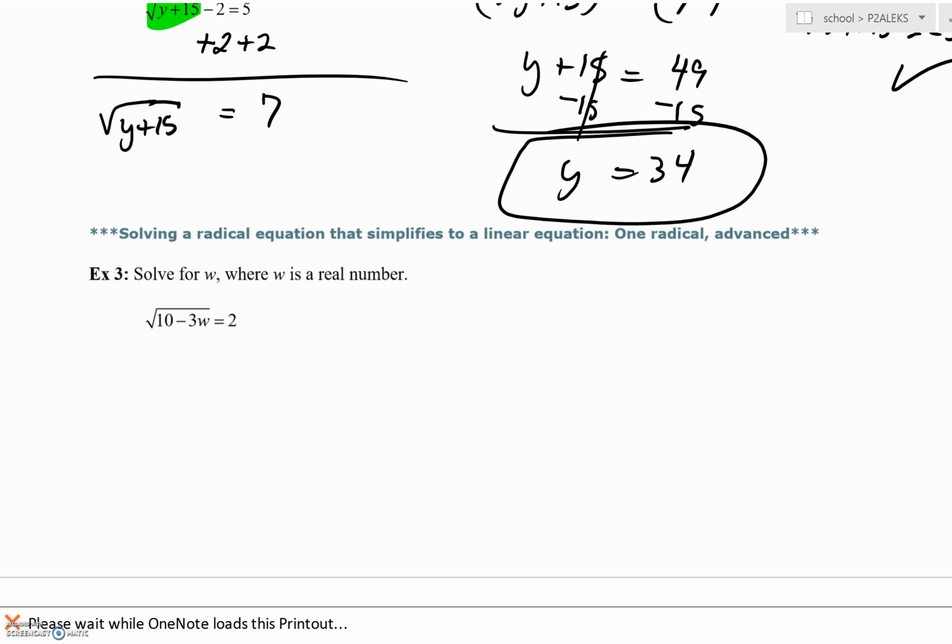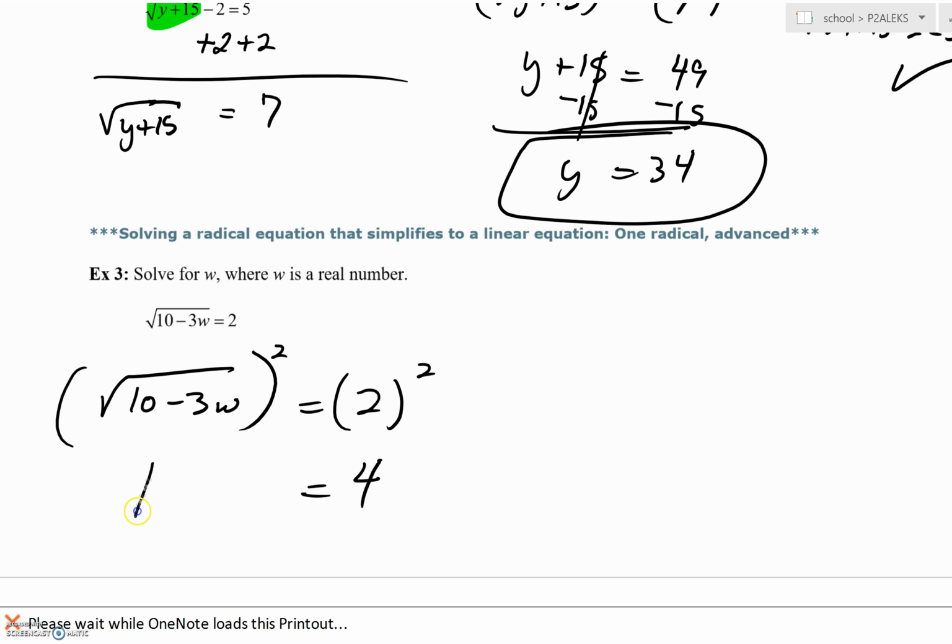For number 3, I've got radical 10 minus 3w equals 2. And from here, we're going to just square both sides. My radical is by itself, and I want to get rid of that radical. To get rid of a square root, we have to square, and then we'll have 10 minus a 3w. Squaring a square root makes it go away.